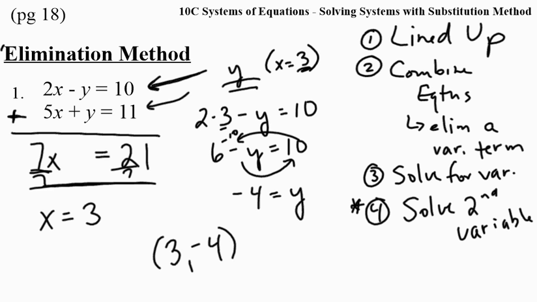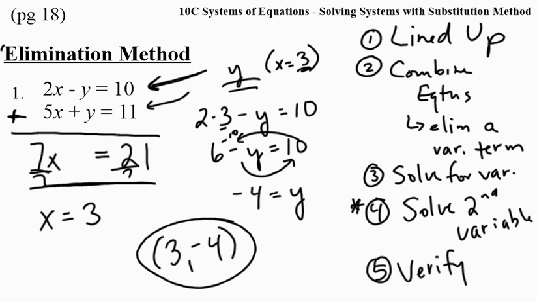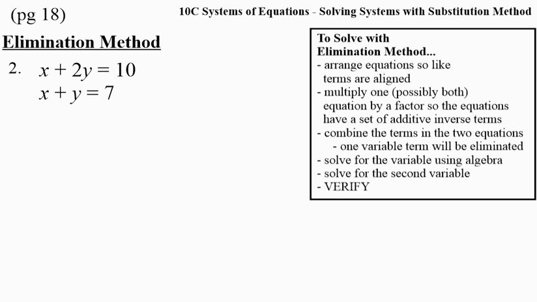And as always, like we've been doing all along, the last thing you could do is a verification. I'm not going to verify and show it; we've seen it enough. You can do a verification and make sure that when x goes in as 3 and y goes in as negative 4, both equations are balanced. So there's an easy one for the elimination method. Let's take a look at number 2.